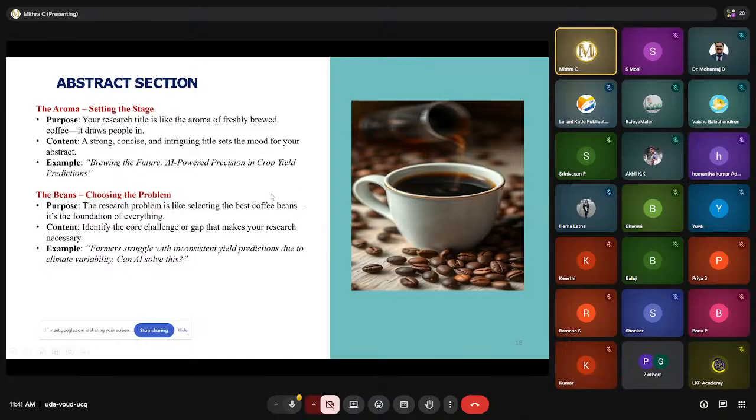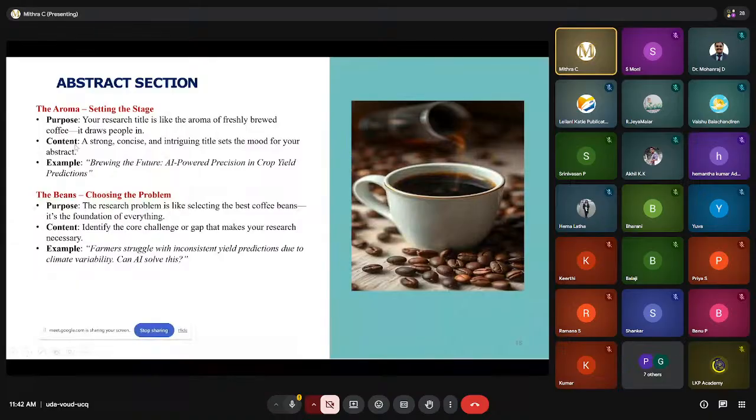And next one is the abstract section. What does the abstract section deal with, and how? All of you, I really wanted you to see the picture of the image which I have pasted. Let us assume we are going to compare the abstract section with coffee. I'll tell you how. First of all, your abstract is just like a coffee lover who can't resist the good aroma, right? Good smell. Likewise, the readers won't resist a title that gives promising value and innovation, right?